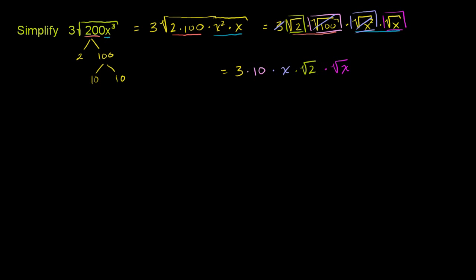So if we want to simplify this fully, we get 3 times 10 times x, which is 30x. And then we can actually merge these. This is the square root of 2 times the square root of x. That's the same thing as the square root of 2x. So we could say times the square root of 2x. And we have simplified this as far as it can go.